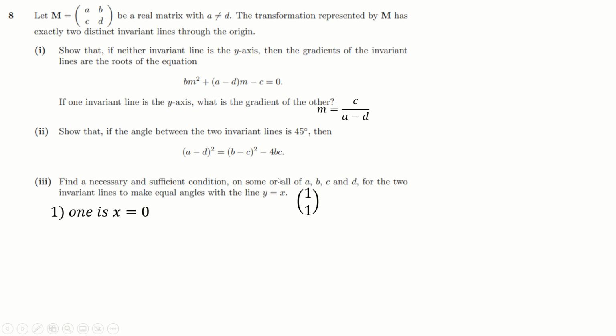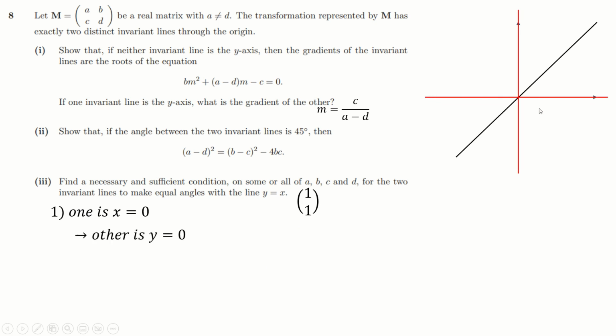And now also, y equals x, I'm going to think of it as the vector 1, 1, right? Because it's just going 1 across, 1 up, as we just talked about with the 45 degree thing. Now, if one of your lines is x equals 0, it's going straight up. So if that makes an equal angle with the line y equals x to the other invariant line, that of course means the other invariant line is just y equals 0, because then it's 45 degrees, 45 degrees. So okay, the other one is y equals 0, fantastic.